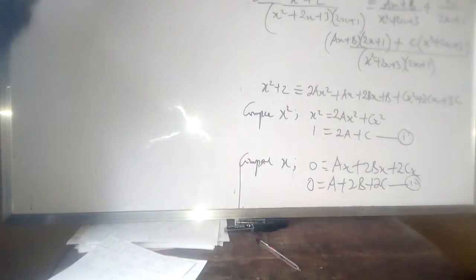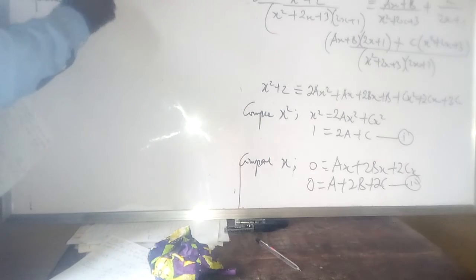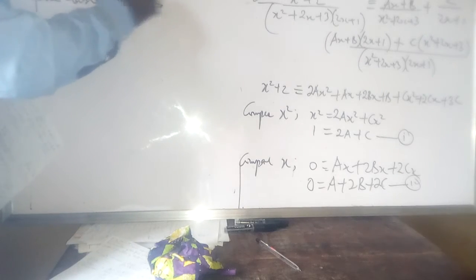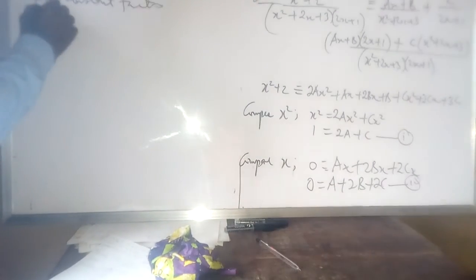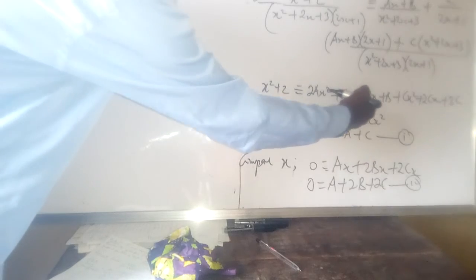Now let's compare the constants, the constant factors in the left and right hand sides of our equations. In the left-hand side we have 2. On the right-hand side we have the constants, we have b.